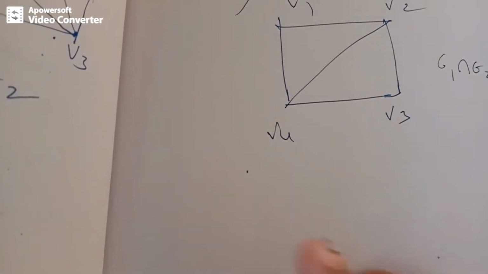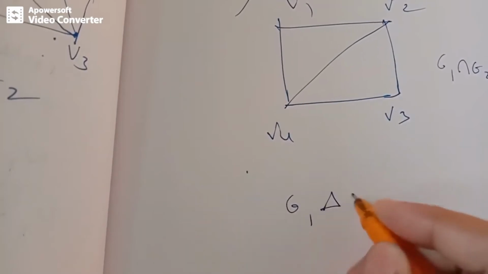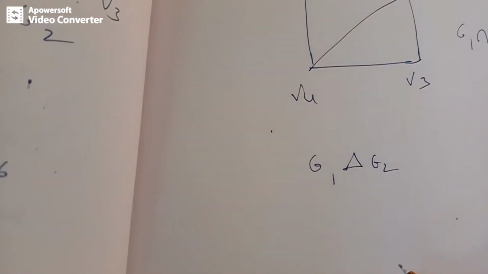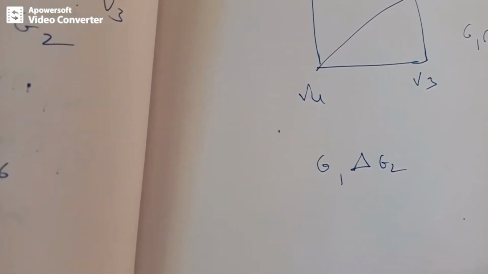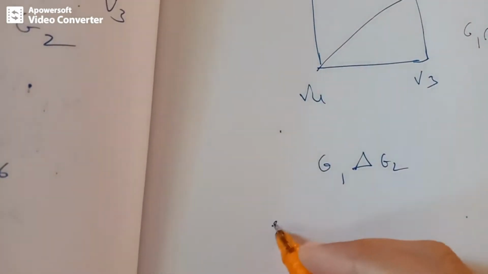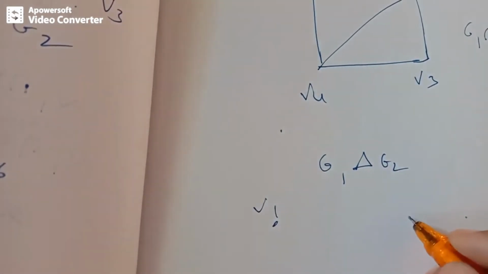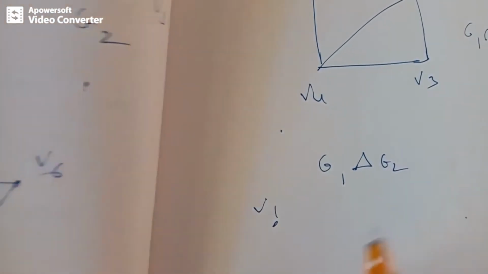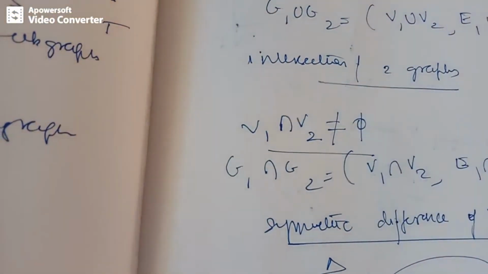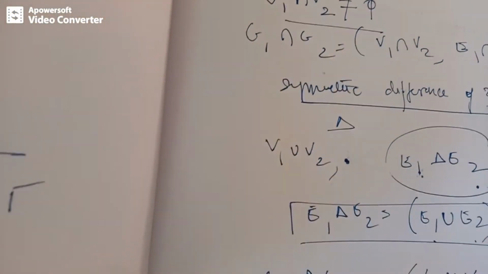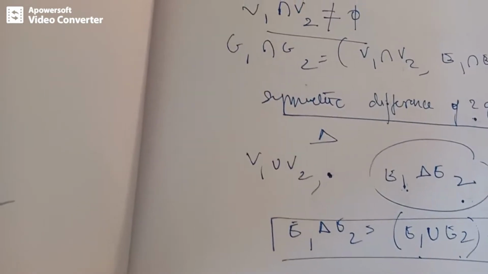So how do you write the symmetric difference G1 delta G2? What is G1 delta G2? It represents the vertices: you are combining all the vertices in the two graphs. For example, you have got V1 to V6, and you are including all of them. But the edge set is nothing but the edges which are there in either graph but not common to both.